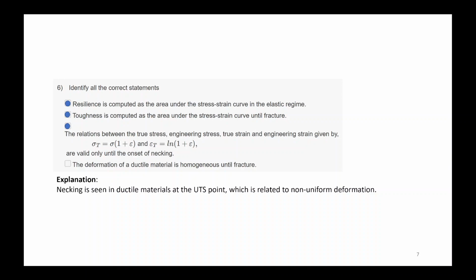You have to identify which is the correct statement. The upper 3 are correct. The only wrong one is that the deformation of a ductile material is homogeneous until fracture. It is homogeneous only up to the necking point; after that it is non-homogeneous. The other statements are correct, which are the relation between true stress and true strain versus engineering stress and engineering strain, and toughness is computed by the area under the entire curve, while resilience is only up to the elastic region.